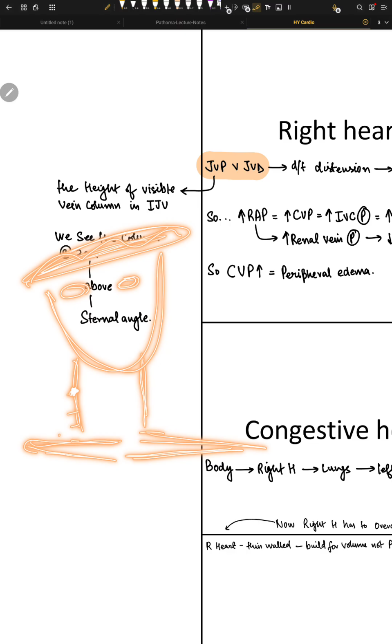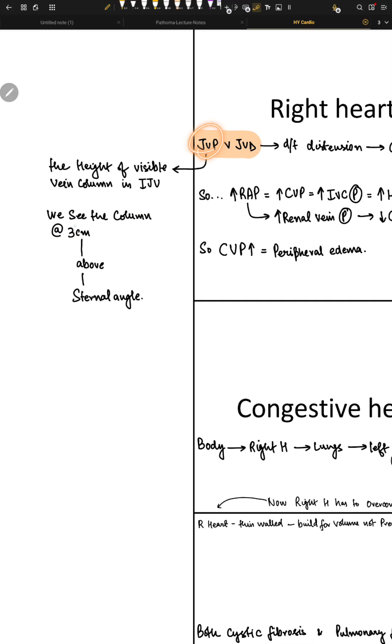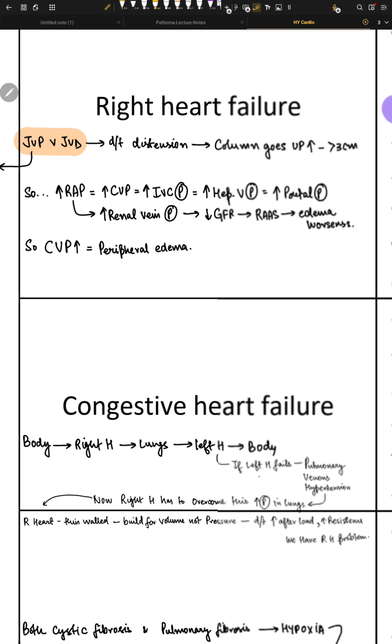Now once we see this column of blood, this is normal, by the way. If this column of blood goes up and we see this column higher, then we can say we have some sort of distension. So normally we see this column of blood 3 centimeters above the sternal angle, and we call this JVP. And JVD is distension, right?